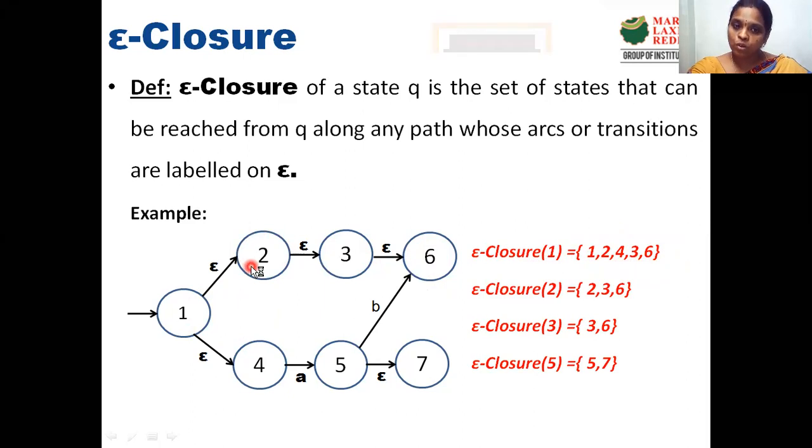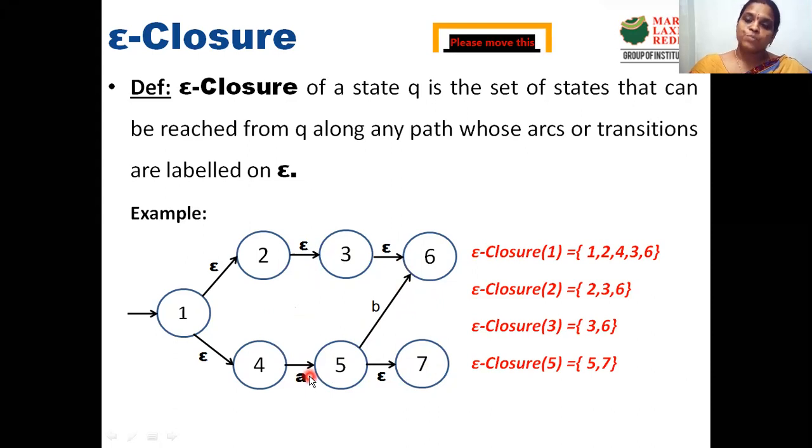Similarly, for 2 you can find that epsilon closure of 2 is from 2 to 3 and 3 to 6. For 3 it is from 3 to 6, and for 5 it is from 5 to 7. This is nothing but the epsilon closure. We have to find the epsilon closure because we are going to predict for the DFA a particular state where it will make exactly one transition on the input symbol.